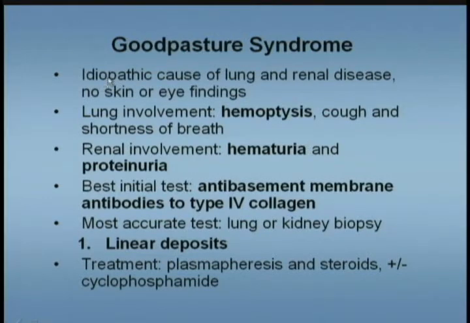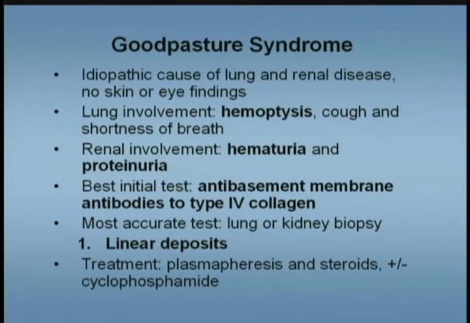Well, Goodpasture's, idiopathic lung and renal disease. Lots of things give idiopathic lung and renal disease. However, Goodpasture's, that's lung disease. That could be Churg-Strauss. That could be Goodpasture's. That could be Wegener's. What's the most common cause of hemoptysis in the United States? It's not TB. It's not cancer. It's bronchitis. The most common cause of hemoptysis is bronchitis.